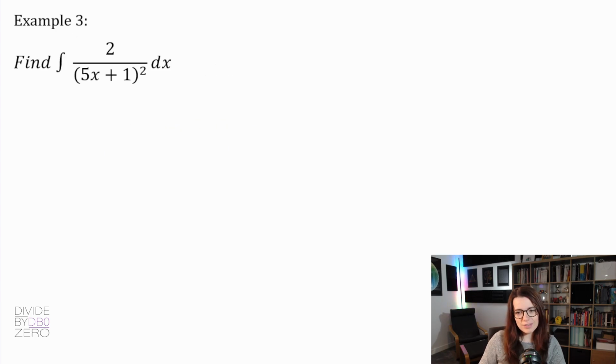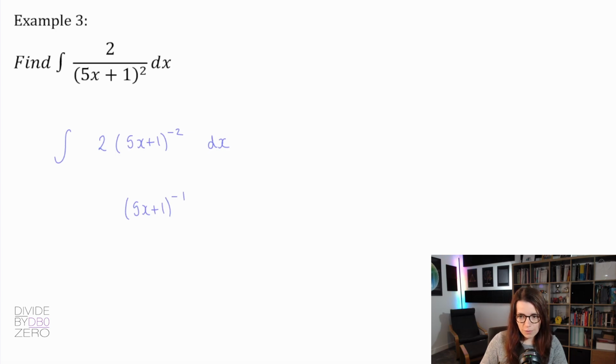Example 3, find the integral of 2 over (5x + 1) squared. Before we try to integrate this, let's rewrite it. So 2 times (5x + 1) to the power of minus 2. Easier to see what's going on now. So when we integrate this, we'll raise the power of the bracket by 1. So make it to the power of minus 1.